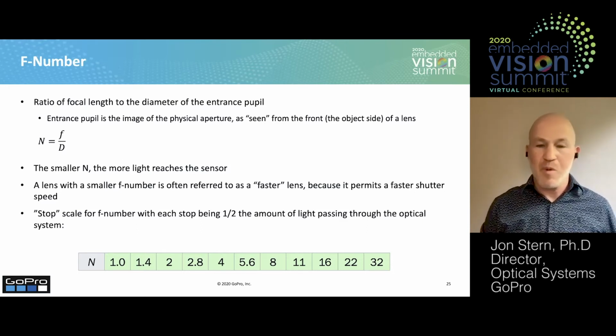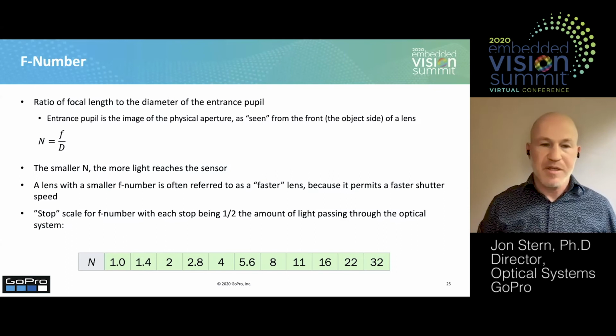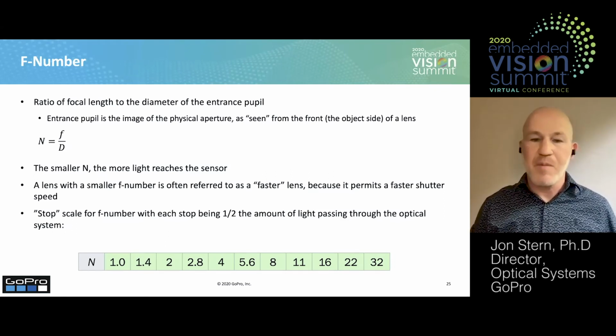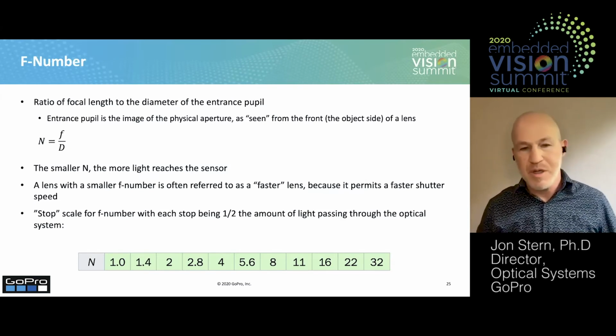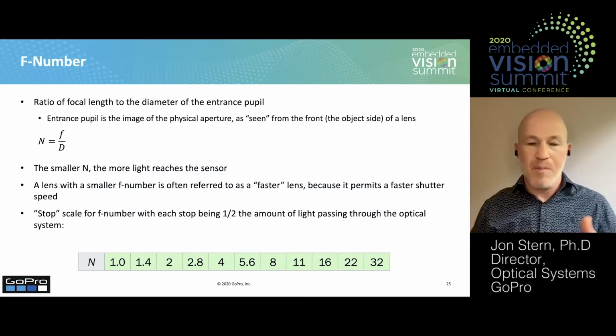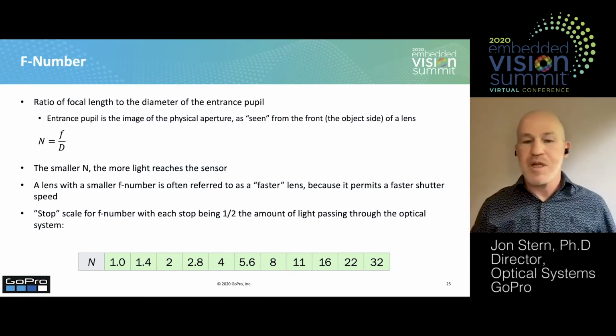A lens with a smaller f number is often referred to as a faster lens because it permits a faster shutter speed. We use a stop scale for f number, with each stop being half the amount of light passing through the optical system. So for example here, an f1.4 lens lets in twice as much light as an f2 lens, which lets in twice as much light as an f2.8 lens.